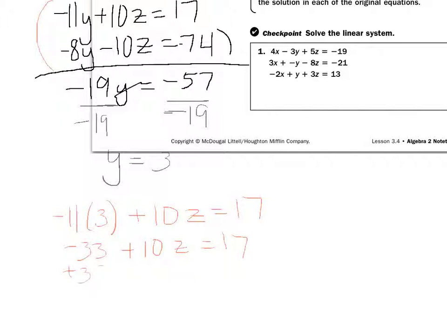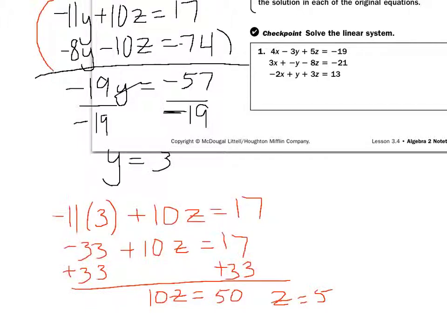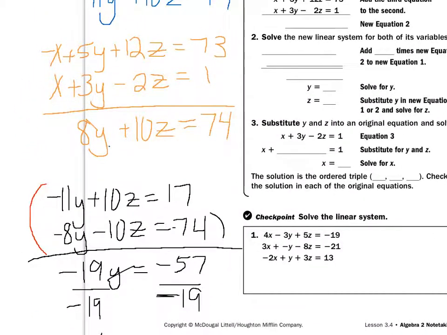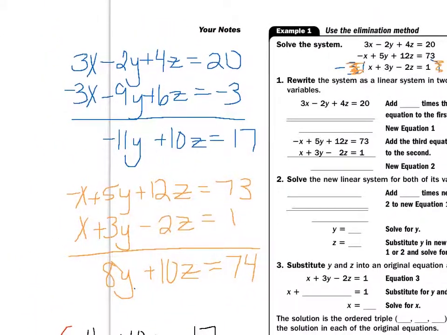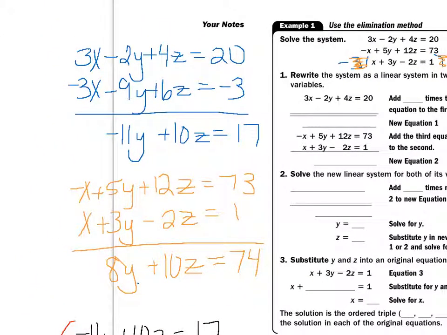Add 33 to both sides. So 10z equals 50. So z equals 5. Well, I still don't have x, but that's okay because x is pretty easy to find. So I do need to go back, though, to my original equation up here and plug in the values that I know now.